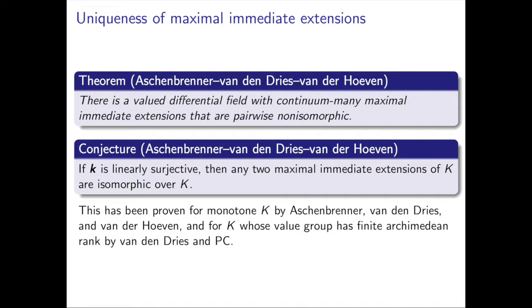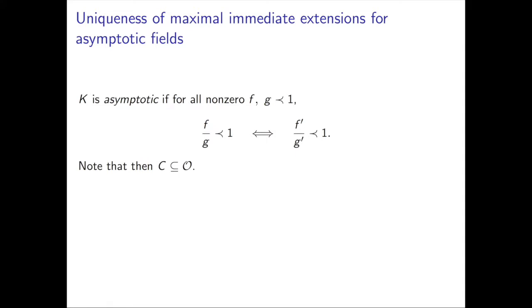And it was proven in some cases. But let me tell you about what happens in the asymptotic case. So a value differential field is asymptotic if for all non-zero elements f and g of your field that are strictly bounded by 1, their quotient is infinitesimal if and only if the quotient of their derivatives is infinitesimal. So this is, in some sense, a very weak L'Hopital's rule. It doesn't tell you how close they are or anything. It just tells you that if one is going to 0, the other one should be going to 0, but not at any kind of rate.